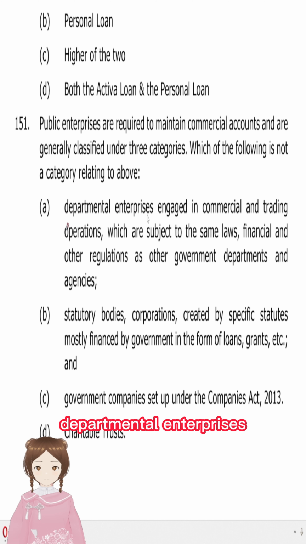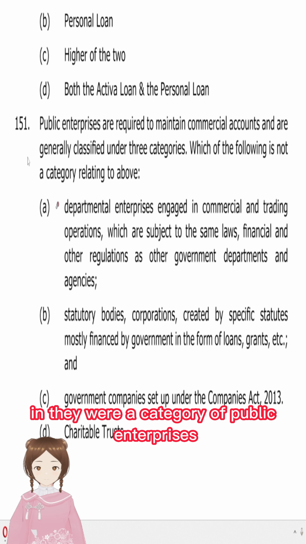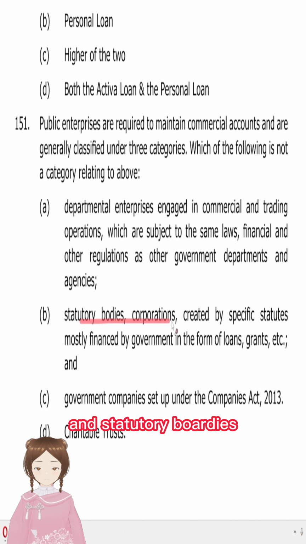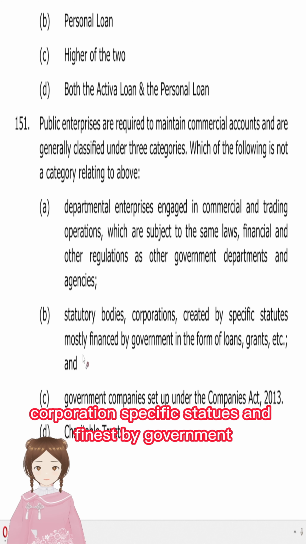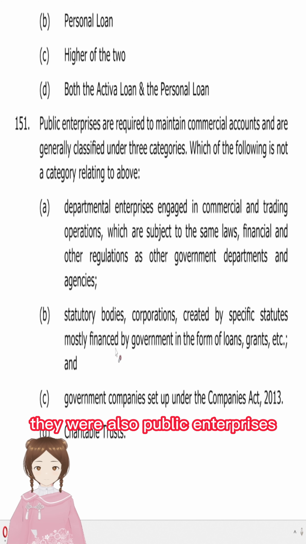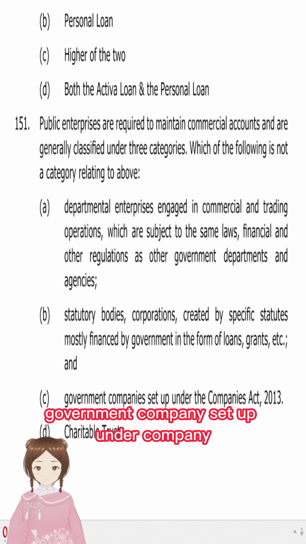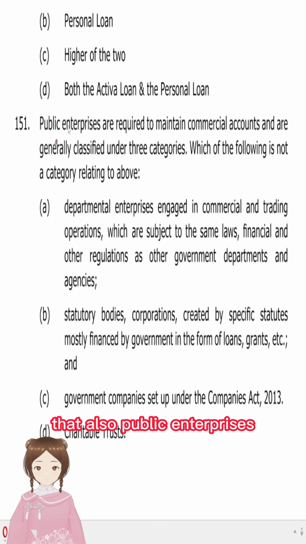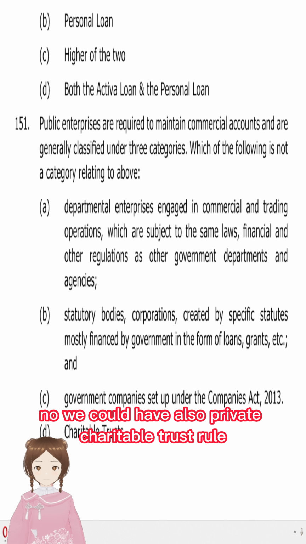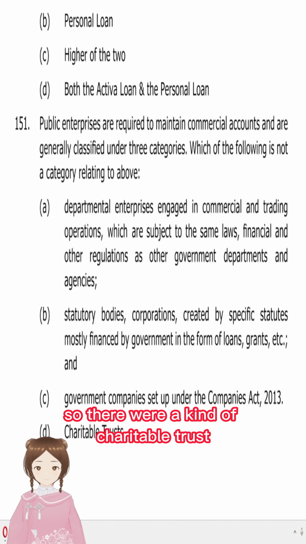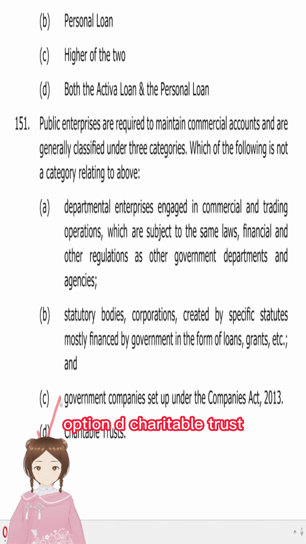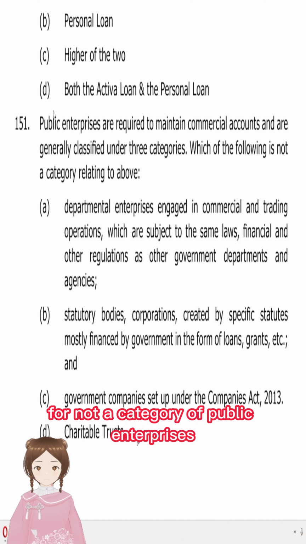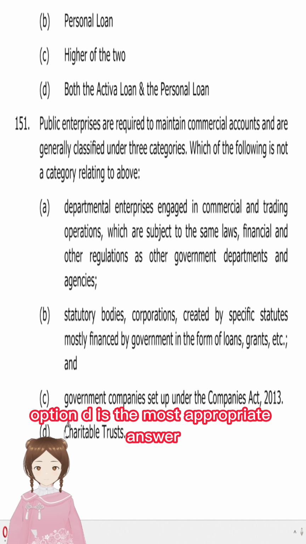Departmental enterprises were a category of public enterprises, and statutory bodies, corporations formed under specific statutes and financed by government, they were also public enterprises. Government companies set up under the Companies Act are also public enterprises. The charitable trust, no. We could have private charitable trusts also. There were a wide kind of charitable trusts that were private also. So option D, charitable trusts, were not a category of public enterprises. Option D is the most appropriate answer.